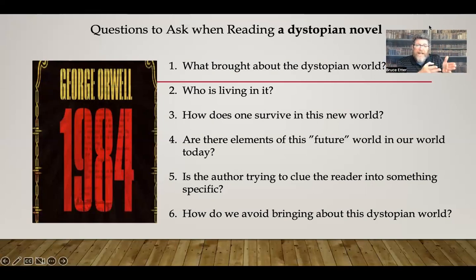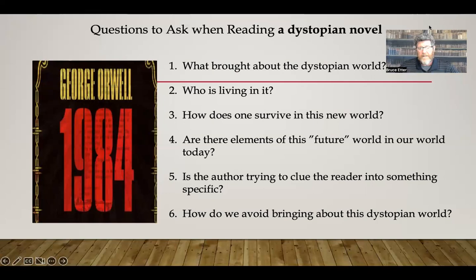In the world of 1984, when you read about Winston Smith and Julia, they have to be very careful what they say, what they do, even what they think, because Big Brother is always watching. Are there elements of this future world in our world today? Now, frequently, as is the case with Orwell, the author is probably saying, hey, you think this is a scary world I'm describing? Well, wake up and smell the coffee, because there are elements of this in our world today. Is that the case?